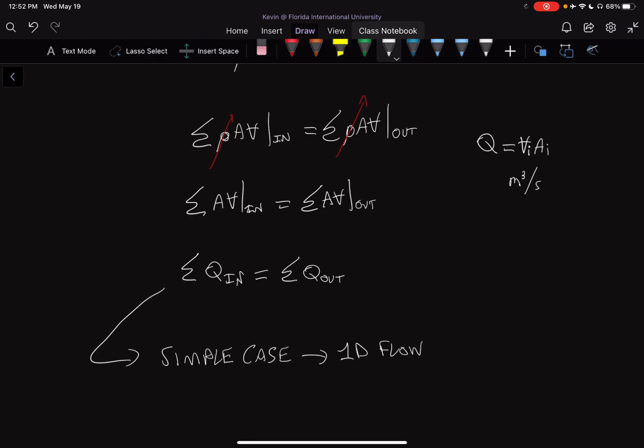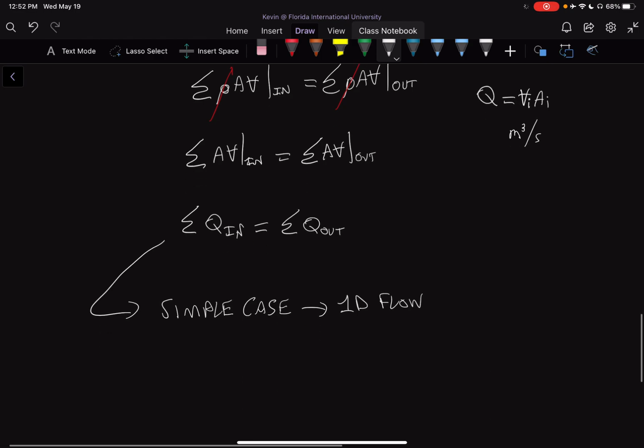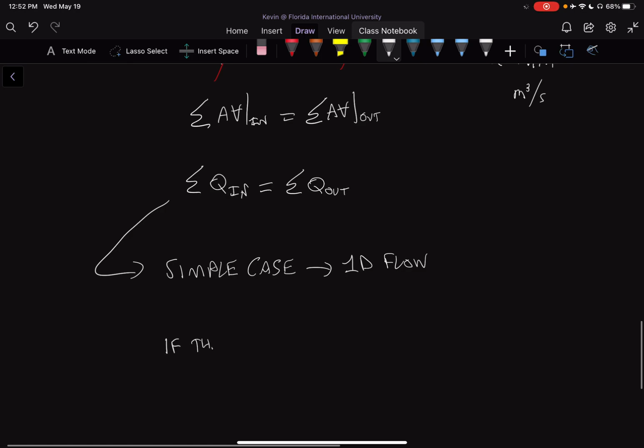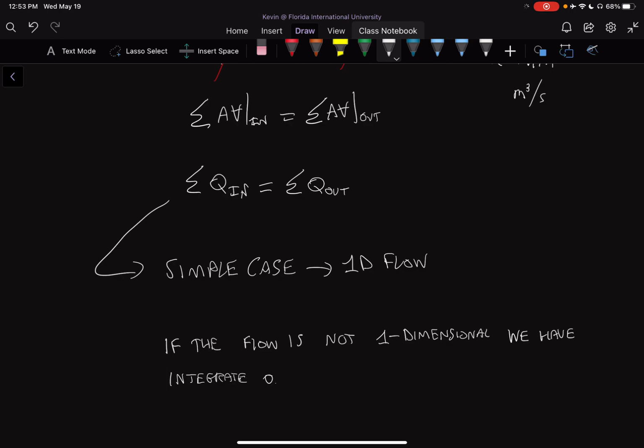If the flow is not one-dimensional, we have to integrate on the surface for our velocity and our flow rate, essentially. We have to integrate on the surface. But it's not that complicated. If the surface is pretty simple and we know our velocity profile, it shouldn't be too hard.